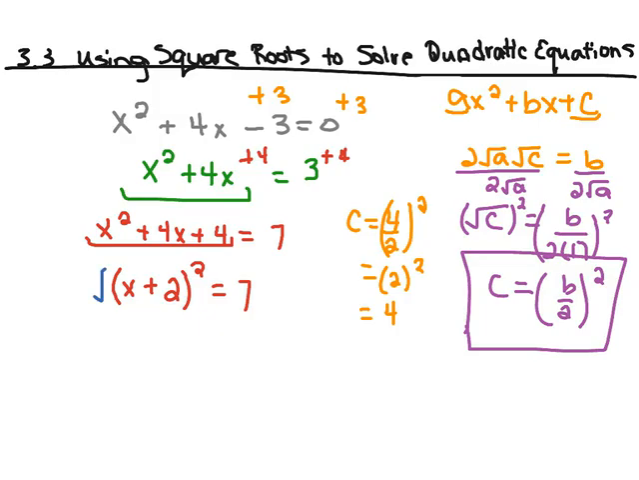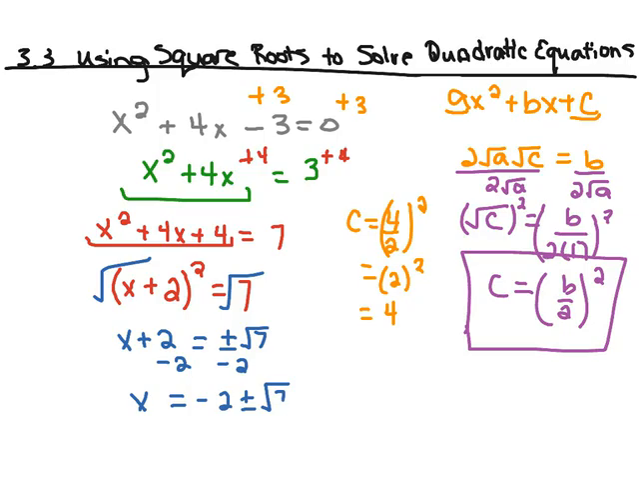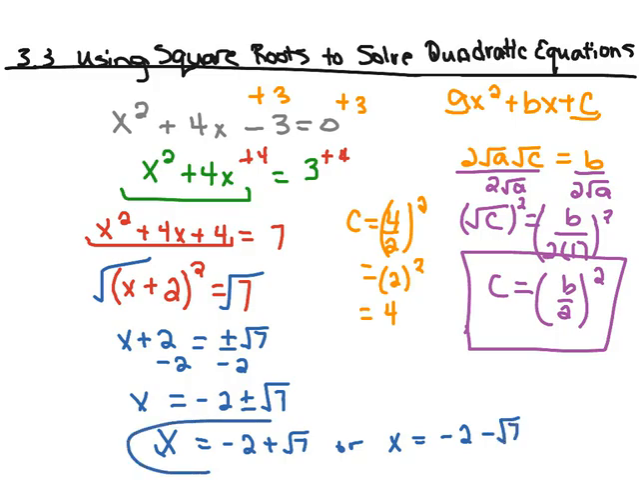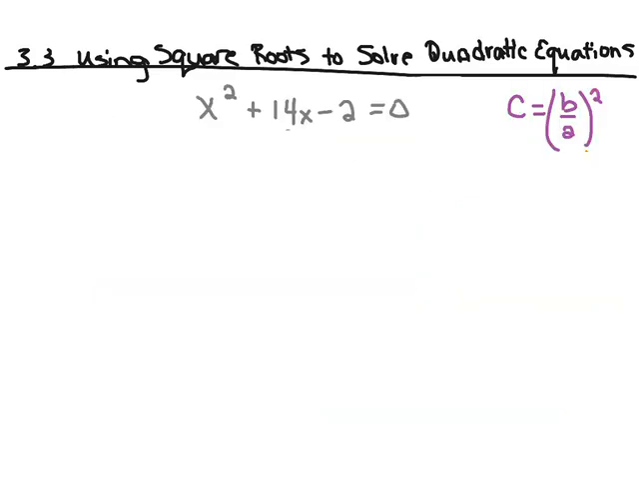So we're going to take the square root of both sides. So x plus 2 equals plus or minus the square root of 7. Subtract 2 from both sides, so x equals negative 2 plus or minus the root of 7. So our two answers are x equals negative 2 plus root 7, or x equals negative 2 minus root 7. And that's our solution.